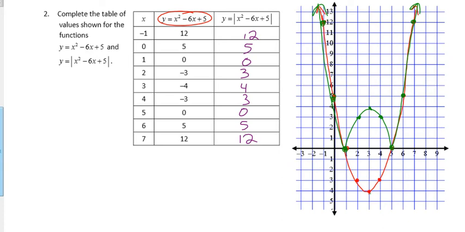Okay. So how do the graphs compare? I think we pretty much answered that, right? Reflected in the x-axis, y being replaced with negative y.